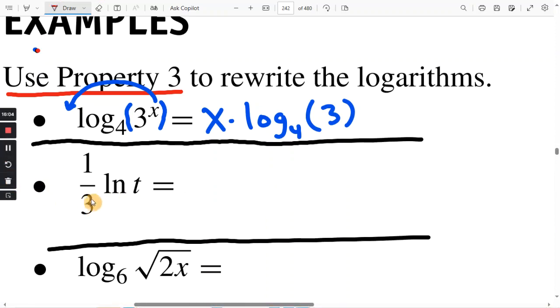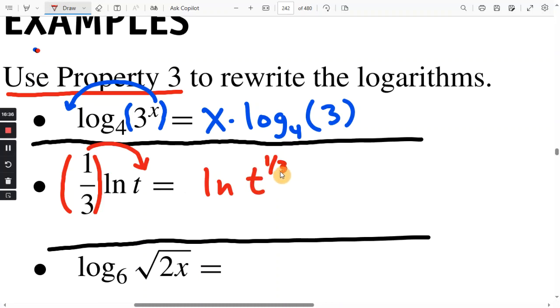Okay, and on this one, we're actually working backwards. This is 1/3 times ln of t. In the last case, we took the exponent and moved it out front. Now we're going to take the term out front and move it into the exponent. So it's going to be the ln of t, and on that t is going to be an exponent of 1/3. So it's basically ln of t to the 1/3.